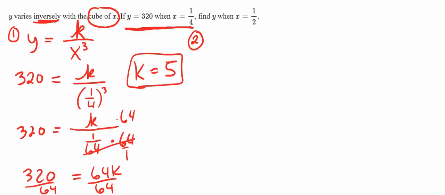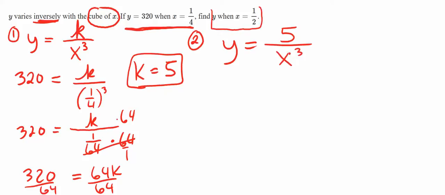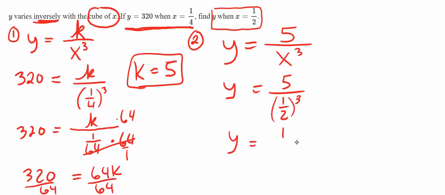All right, now the specific inverse variation problem for this one is a 5 on top and an x cubed on the bottom. So now let's start finishing off the problem here. So find y when x is 1/2. Find the y value if x is 1/2 right here. All right, we're going to cube that. So, oh, that's a 5. 1/2 times a half times a half. That's going to be a 1/8.